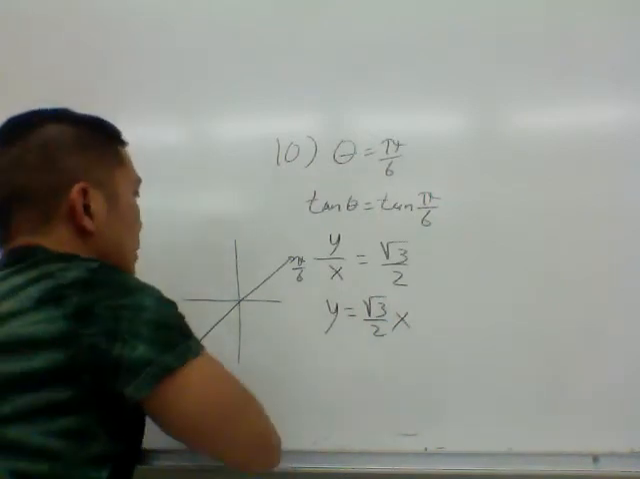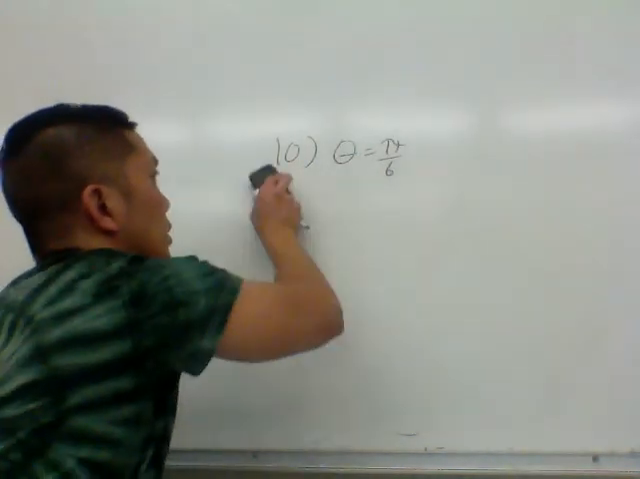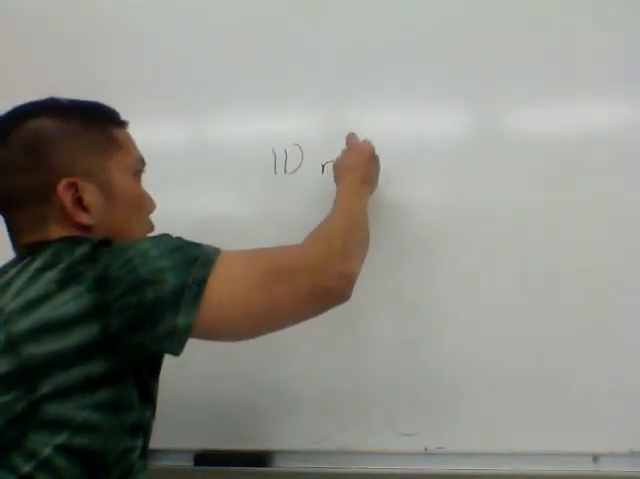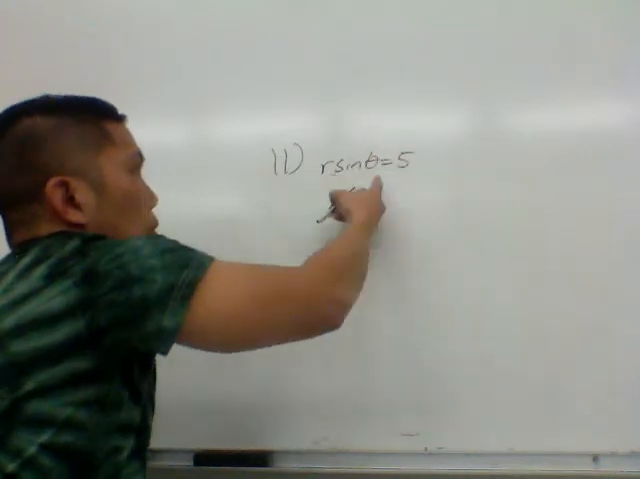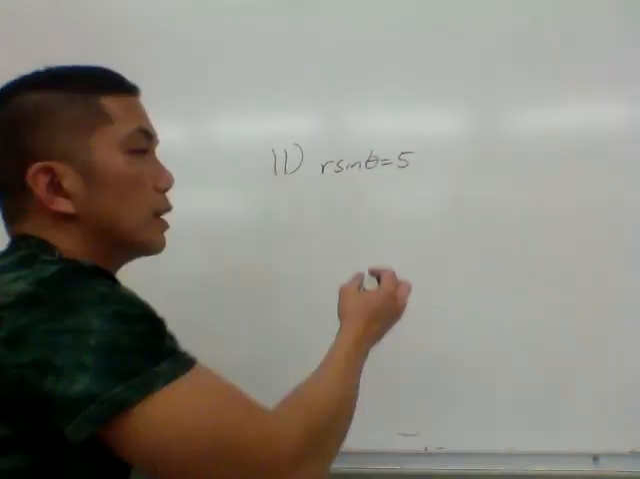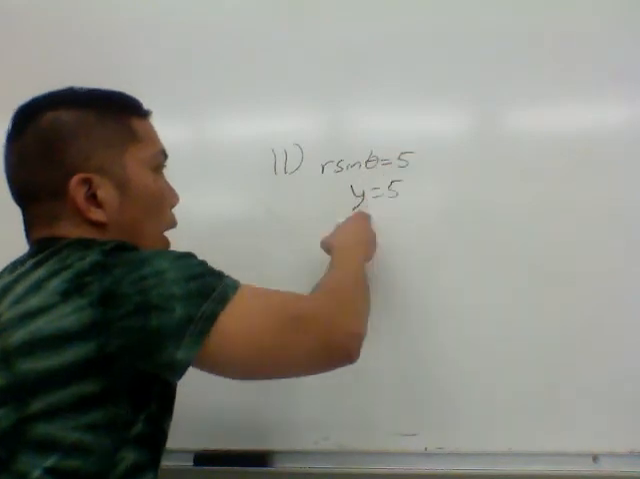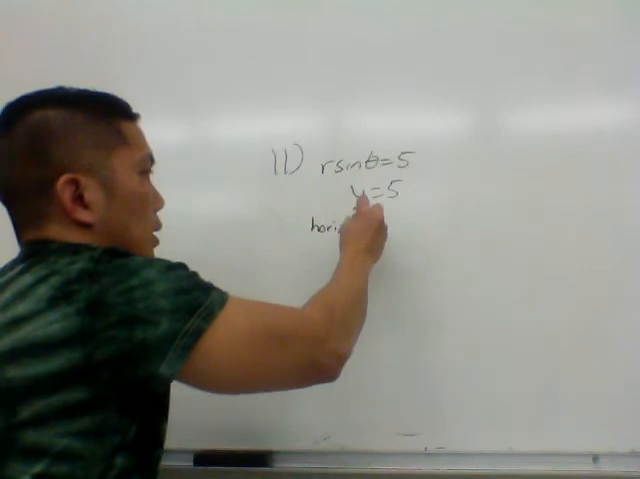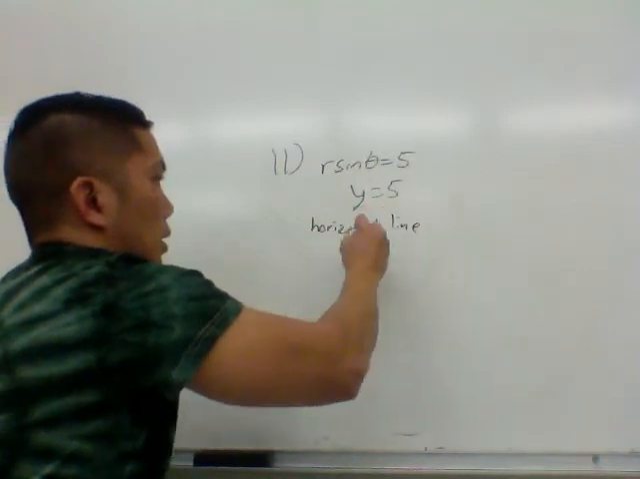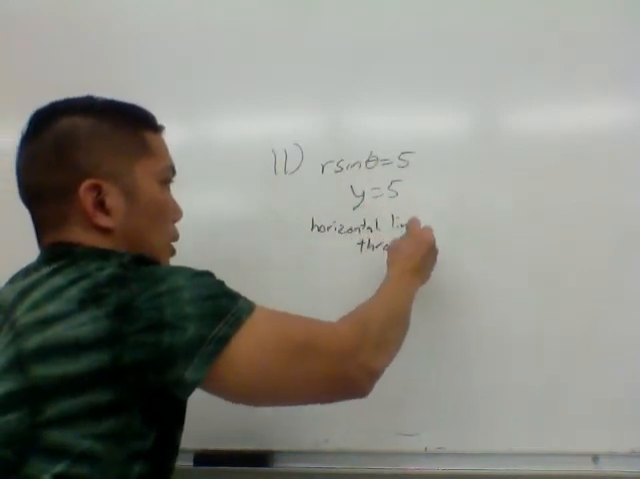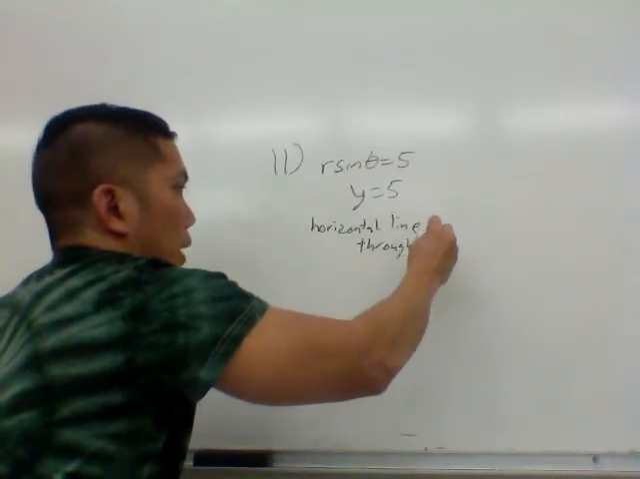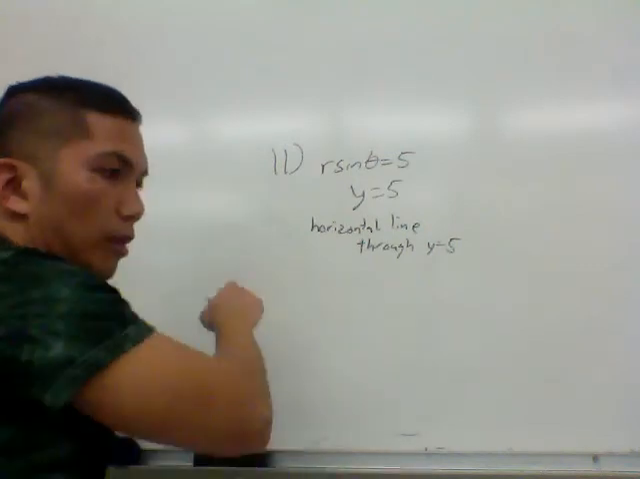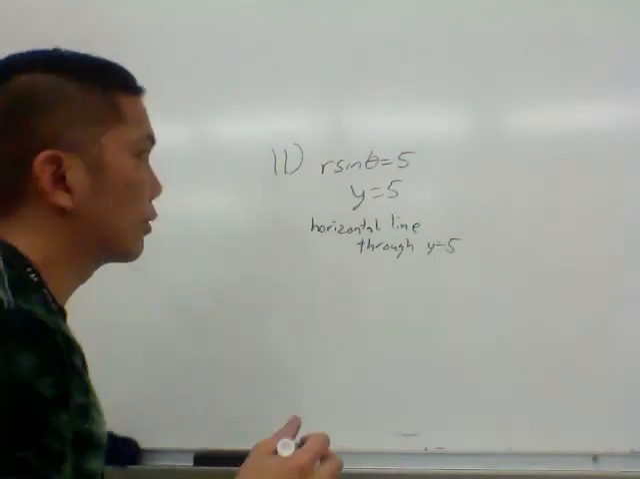Now for number 11, it is r sine theta is equal to 5. Well, this one's a really simple question. R sine theta is really just y. Y is equal to 5, so this is a horizontal line through y is equal to 5. Okay? So on your graph, it should just be a horizontal line through 5.